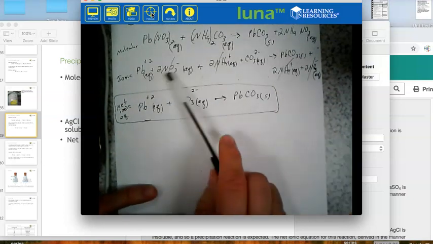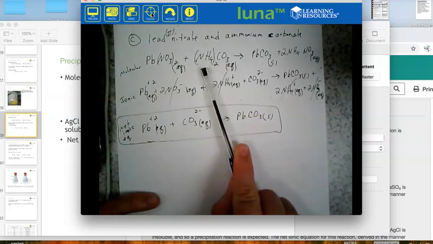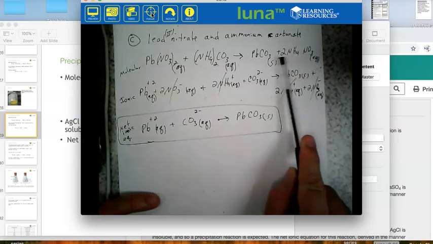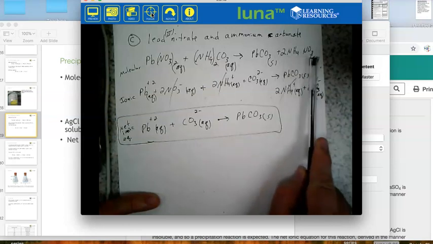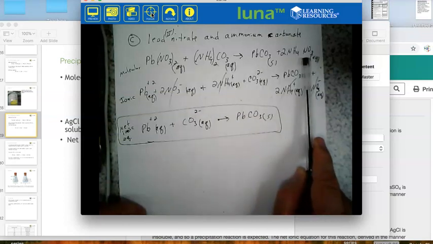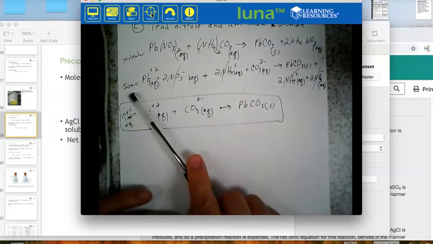Now we need to make sure that everything's balanced. Here I have 2 ammoniums, so I have to put a 2 there. Now I have 2 nitrates on the right-hand side as well. I had 2 originally. So now we're balanced. Okay, so moving on to the ionic equation.